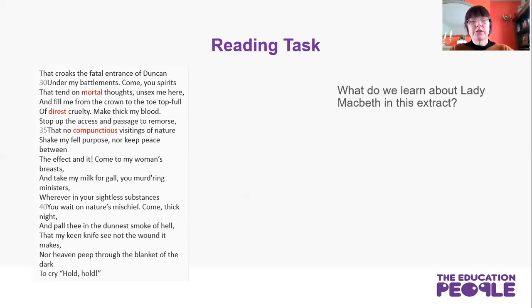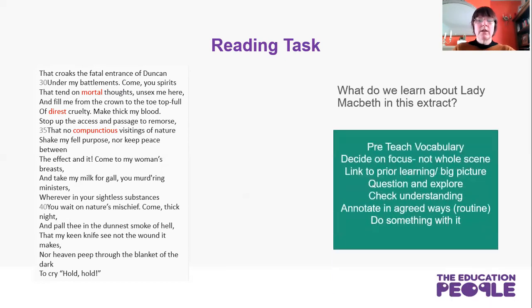I've got that one question there: what do we learn about Lady Macbeth in this extract? So in terms, again, of breaking down that cognitive load so that we are building it as opposed to overwhelming students with this already intrinsically complex task, I've pre-taught some of that vocabulary. I've got mortal, diarist, compunctious up there, so they will be familiar with those terms. I've decided on the focus.